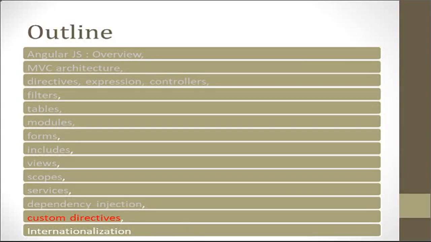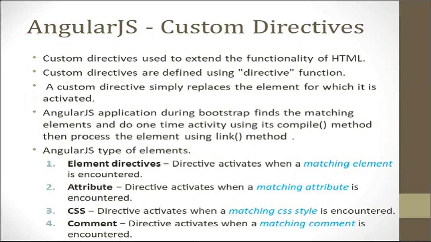Let's begin with the custom directive. A custom directive is used to extend the functionality of HTML. A custom directive is also used to define a directive function. A custom directive simply replaces the element for which it is activated. An AngularJS application, during bootstrap, finds the matching element and does a one-time activity using the compile method, then processes it using the link method. There are different types of directives.